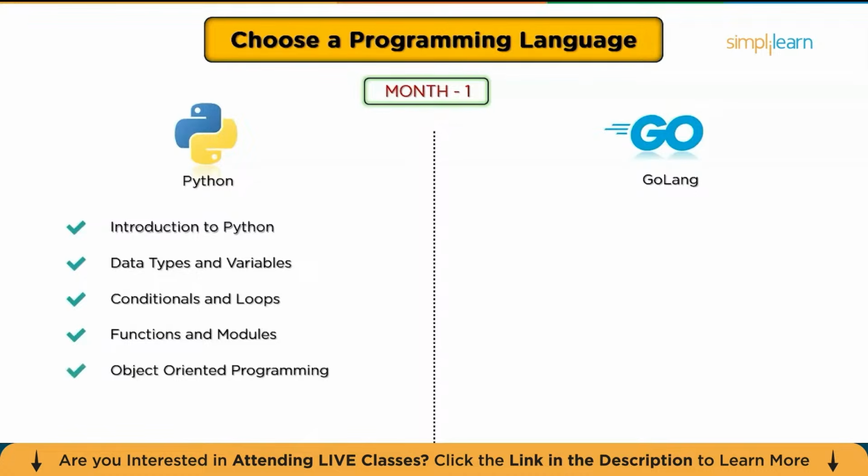Now next on the list is OOPs or object-oriented programming. Here you'll dive into classes and objects. This is key for structuring your code effectively. And finally, you can go through some advanced concepts to explore things like exception handling, file input-output, regex, collections, and more to level up your Python game.